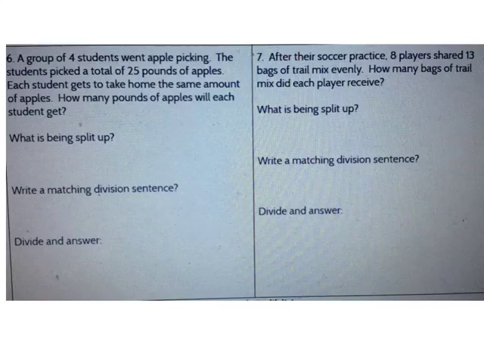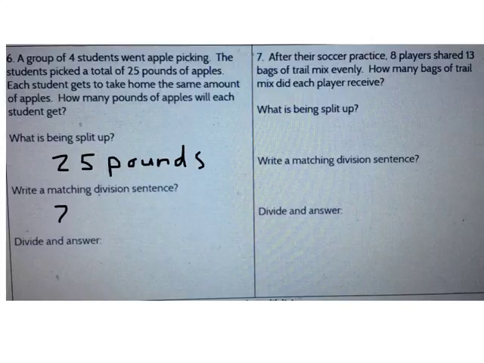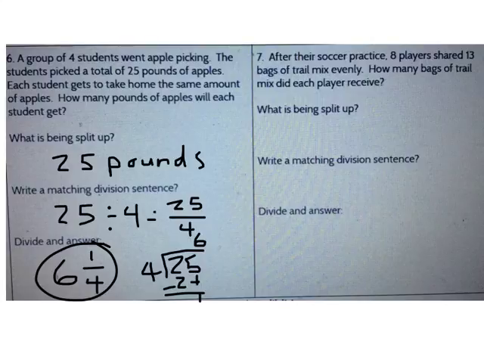Let's do another. A group of 4 students went apple picking. The students picked a total of 25 pounds of apples. Each student gets to take home the same amount of apples. How many pounds of apples will each student get? What's being split up in this problem? 25 pounds of apples are being split up. So which division sentence would I use? I would divide 25 divided by 4. Go ahead and divide and find your answer now. Make sure you write it as a mixed number. Each student would get to keep 6 1/4 pounds of apples.